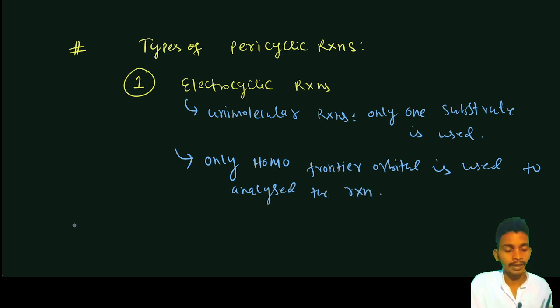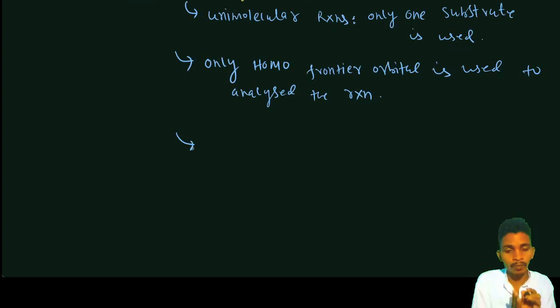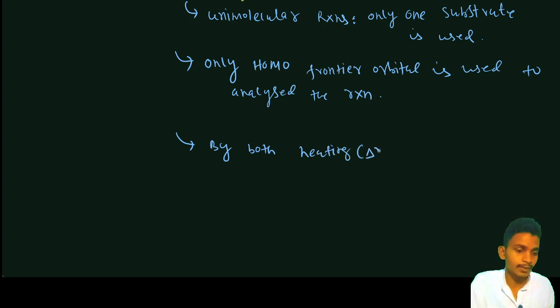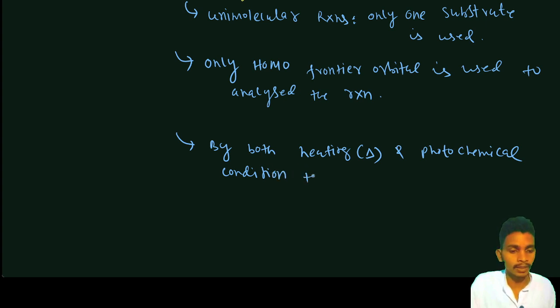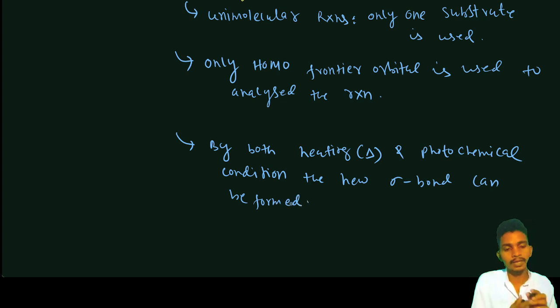The second point is that here both heat and photochemical conditions can be used. New sigma bonds can be formed, either by conrotatory or disrotatory motion, by both heating and photochemical conditions.